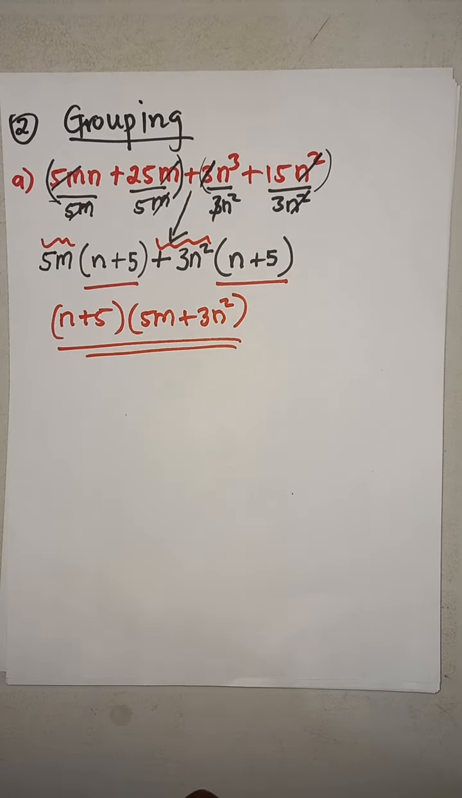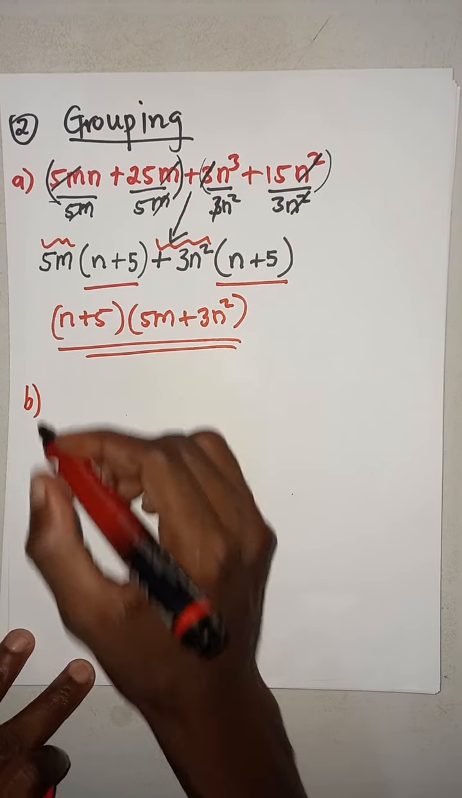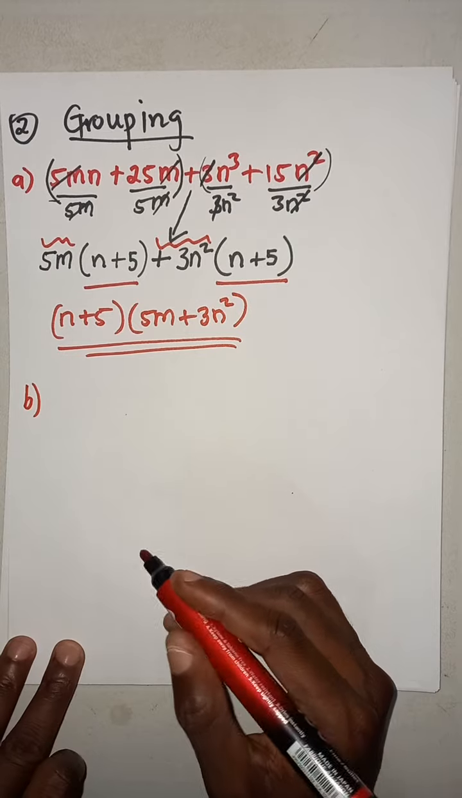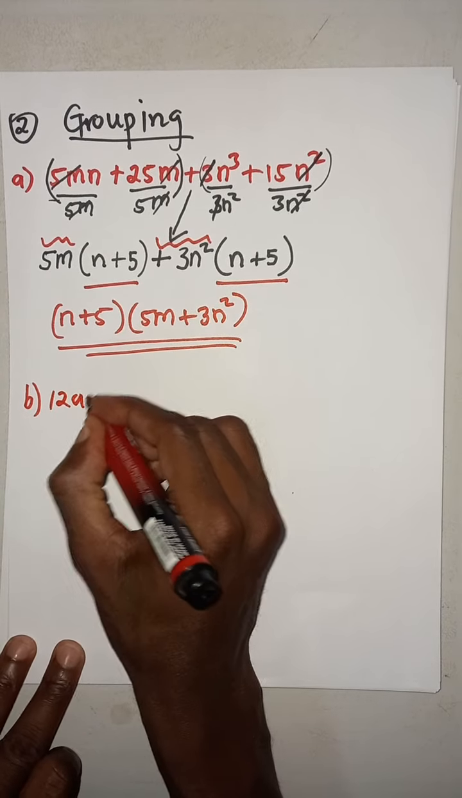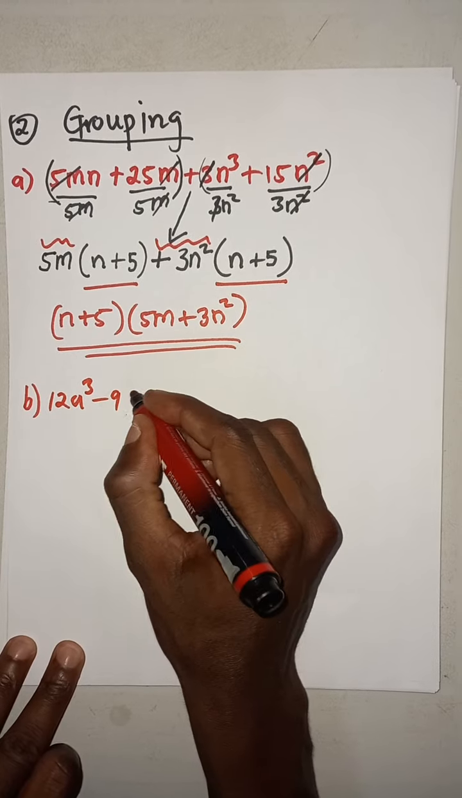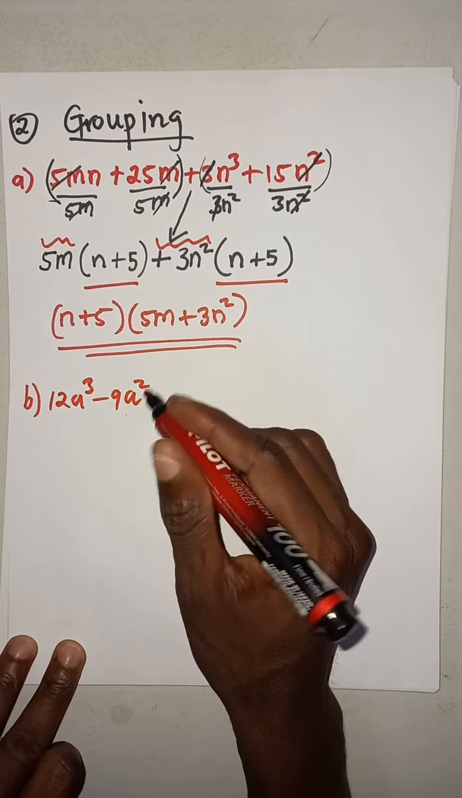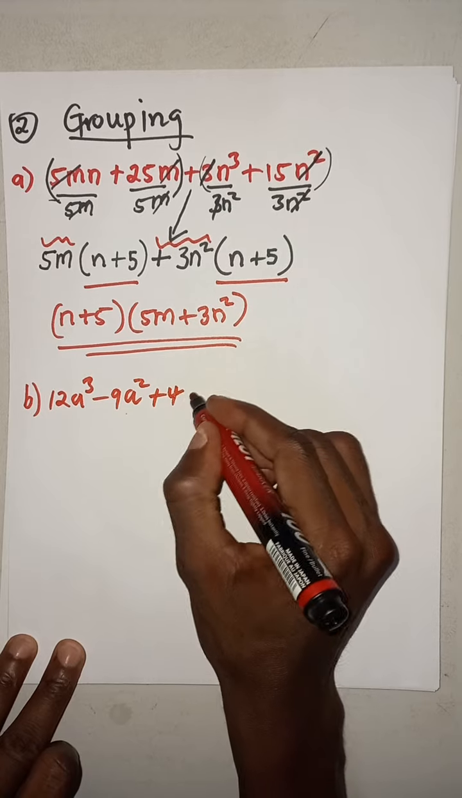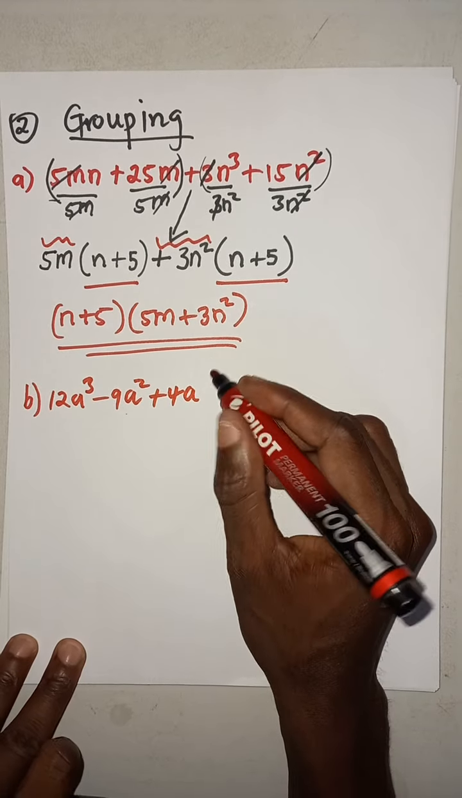Right? So now you have the idea. Let's do one more example. Let's say, for example, we have 12a to the power 3 minus 9a squared plus 4a minus 3.